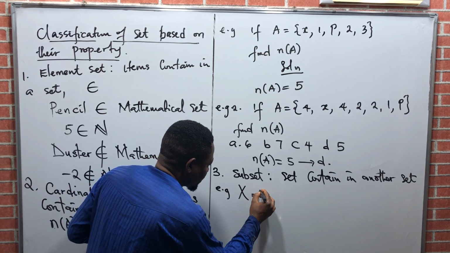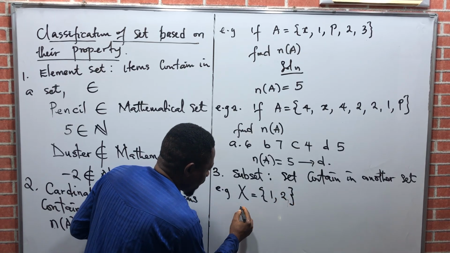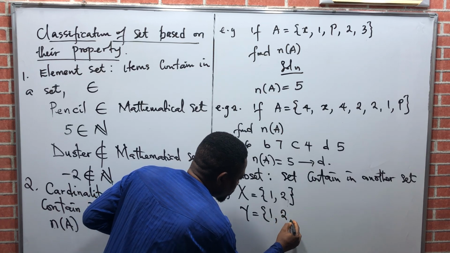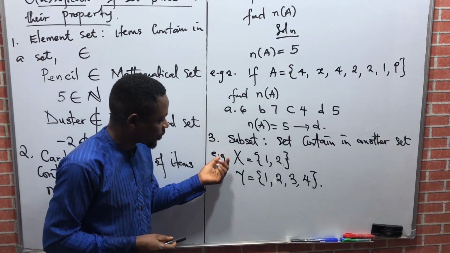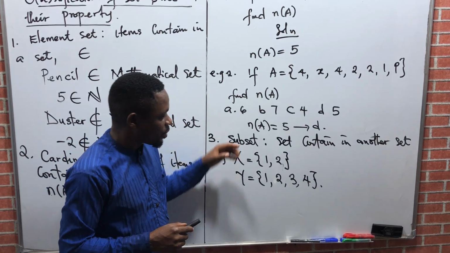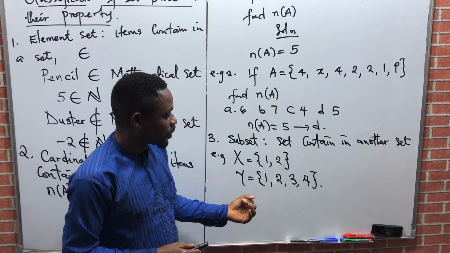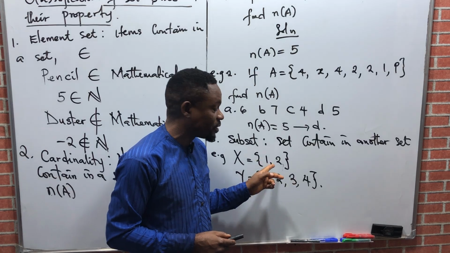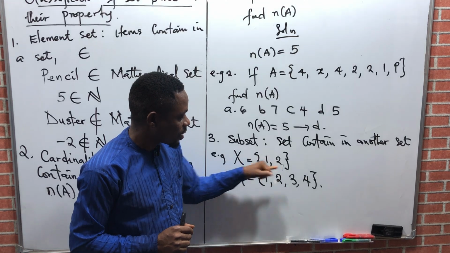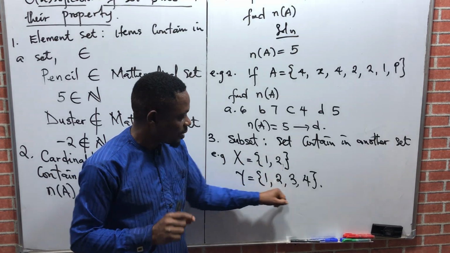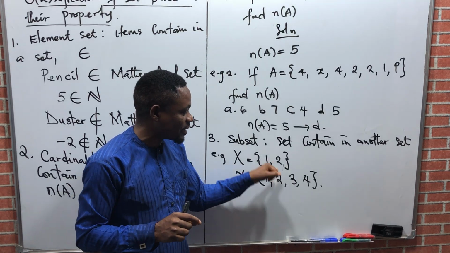Now let's take, for instance, an example. Let's say I have set X as 1, 2. Then I have set Y as 1, 2, 3, 4. Now, can you see this? If you observe set X and set Y, you agree with me that everything in set X is contained in set Y. But not everything in set Y is contained in set X. So this X, I classify it as the son. Then this set Y, I classify it as the father. Can you see that everything in the son is in the father, but not everything in the father is in the son?